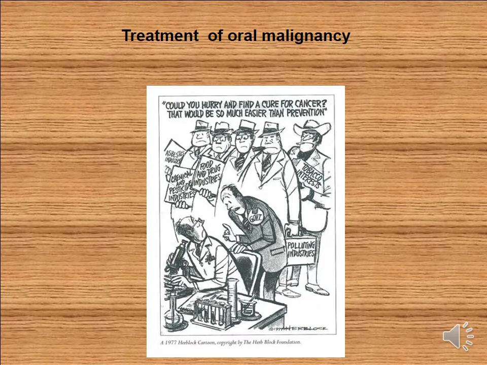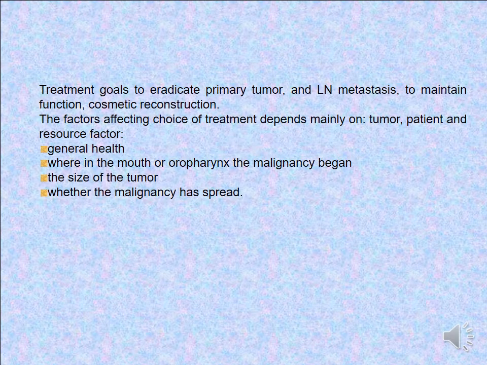The treatment of oral malignancy. The treatment goal is to eradicate the primary tumor and lymph node metastasis, and to maintain function and cosmetic reconstruction. The factors affecting the choice of treatment depend mainly on tumor, patient, and resource factors. These factors include general health, where in the mouth or oropharynx the malignancy begins, the size of the tumor, and whether the malignancy has spread to the other side of the oral cavity.